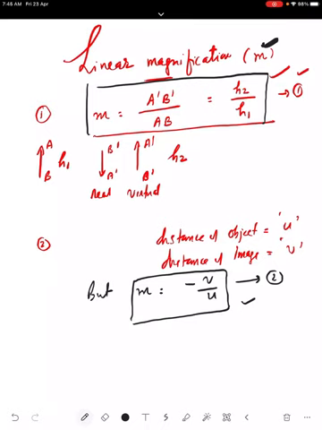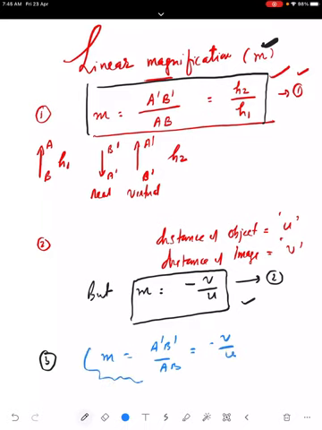I think this point is clear to all of you. 2 equations are with you. M equal to A dash B dash upon AB or H2 by H1, you can write, or M is equal to minus V by U. So, together you can combine equation 1 and 2. After combining, we can write the equation as point number 3: magnification is equal to A dash B dash upon AB, that is equal to minus V by U.